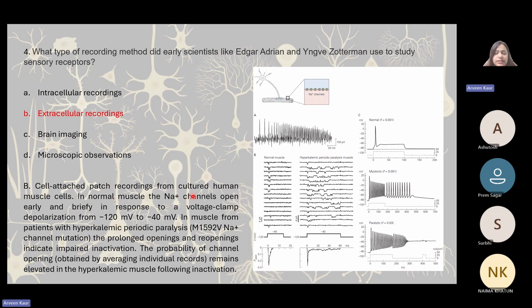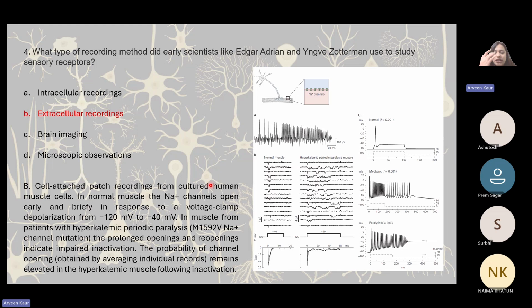In normal muscle, the sodium channels open early and briefly in response to a voltage clamp depolarization from minus 120 millivolts to minus 40 millivolts. This means that we know that the resting membrane potential of muscle is more negative, and when it starts to move towards zero, that is known as depolarization.